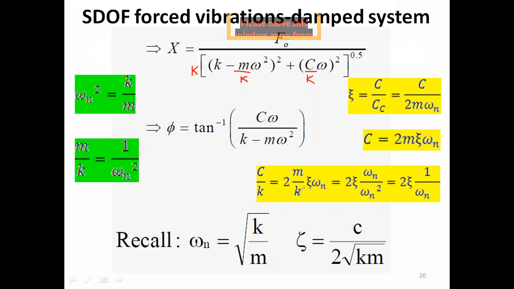So for this m by k, I could write down 1 over omega n square. This omega n square, omega n would cancel with 1 omega n. So at the end we would have c by k is equal to 2 zeta 1 over omega n. So instead of c by k, I am putting 2 zeta 1 over omega n, and instead of m by k, I am putting 1 over omega n squared.